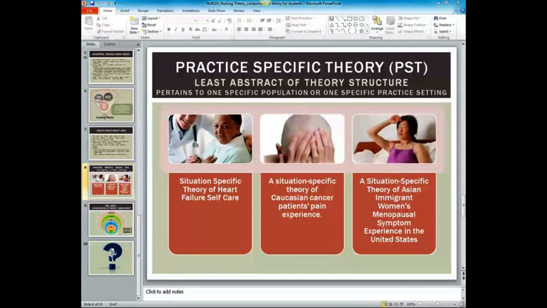And the last one is a situation-specific theory of Asian immigrant women's menopausal symptoms experienced in the United States. That's pretty specific. And so I think just by seeing these names, and if you look at those and we go back to the philosophical ones in the beginning where it was Jean Watson's theory of caring, wow, that's big. All nurses should show caring in all situations, and there's different ways to express it, and so there isn't one way of doing that. And then you come down here to these, and this is very specific.